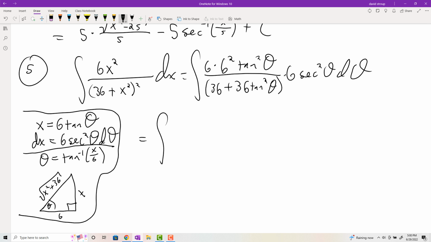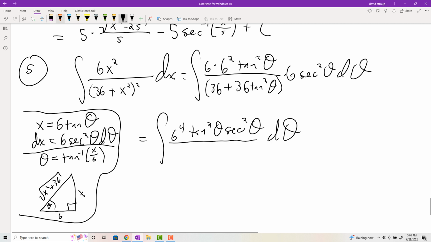Okay, in the numerator there are 4 factors of 6, so that would be 6 to the 4th. Then we have a tan squared theta, secant squared theta, all over something d theta. So what is that something in the denominator? Factor out the 36, you get 1 plus tan squared theta. And of course this thing is squared. I lost my 2 there. It should be squared like that.